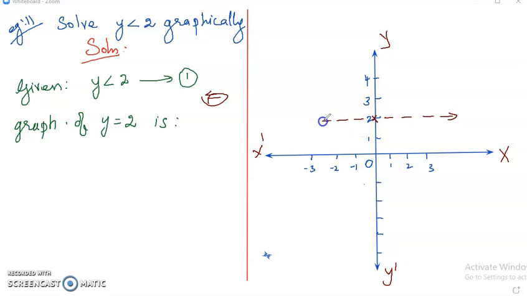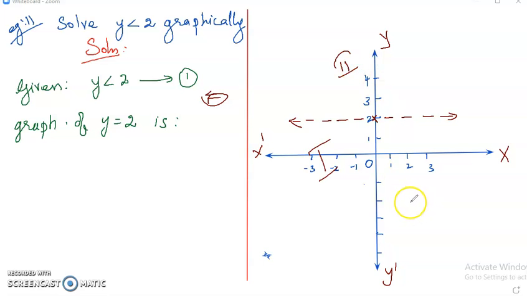So whenever there is equal to, you can draw an ordinary steady line, and if it is strictly less than, the points on the line are not included. The line is not less than that, the region less than that. So now you have two regions here: the upper half plane and the lower half plane. We will take the lower half plane as 1 and the upper half plane as 2.